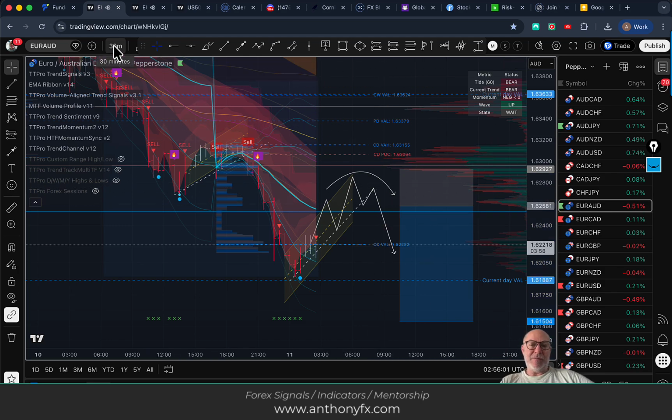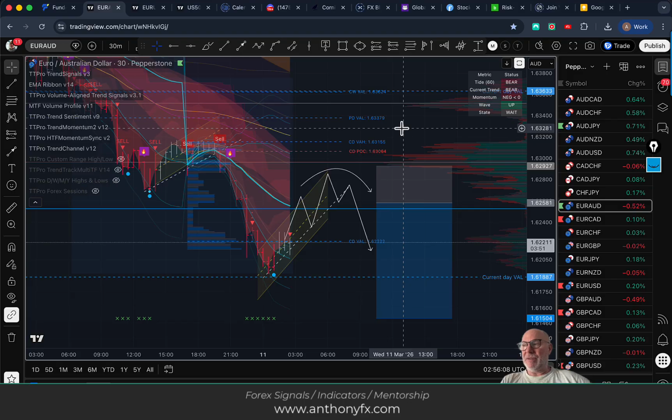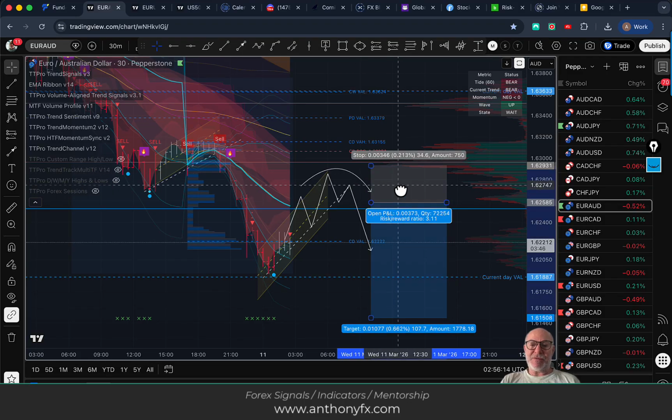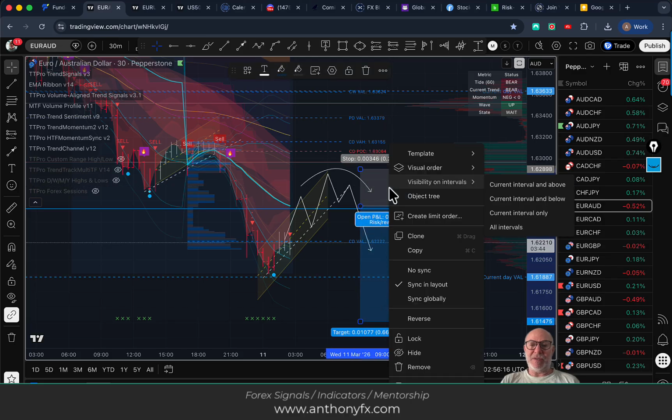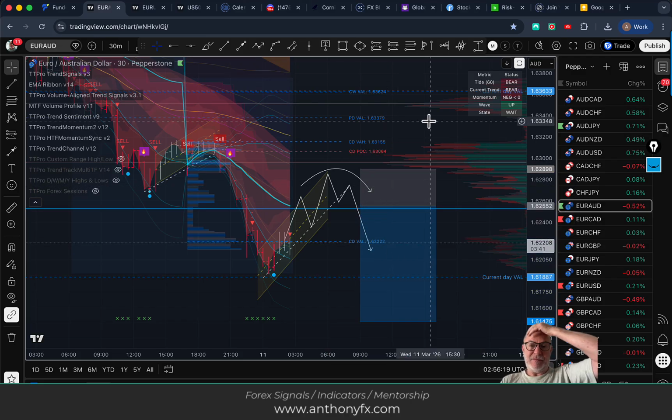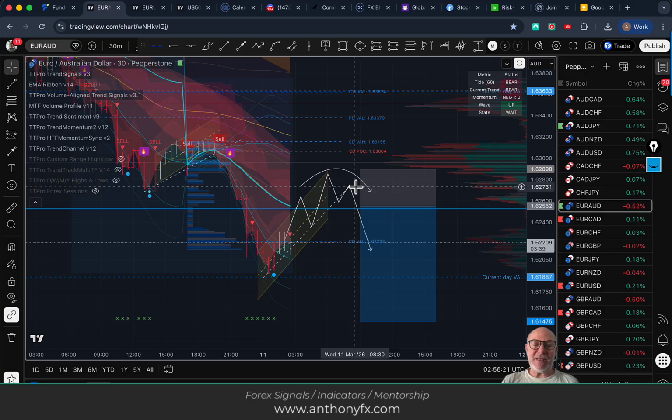So this is a 30. I might even consider a 15, but set the alert to go off. And then when it does go off, set it up so it goes off on your phone. Then come into your phone and you can just grab that with your finger and move it to the spot, and then right click and your trade's ready to go. It's as easy as that.